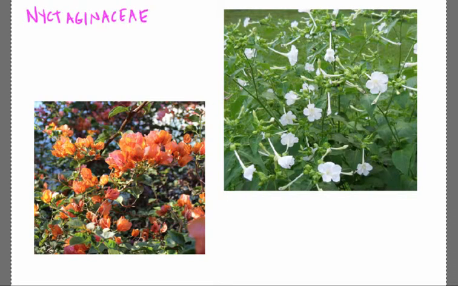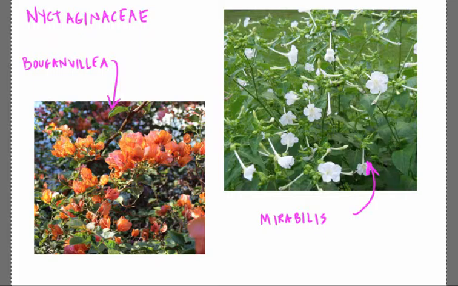The Nyctaginaceae includes bougainvillea, another non-native that's popular in landscaping, as well as mirabilis, sometimes called the four o'clock, which is basically another pretty flower used in landscaping and in floral arrangements.